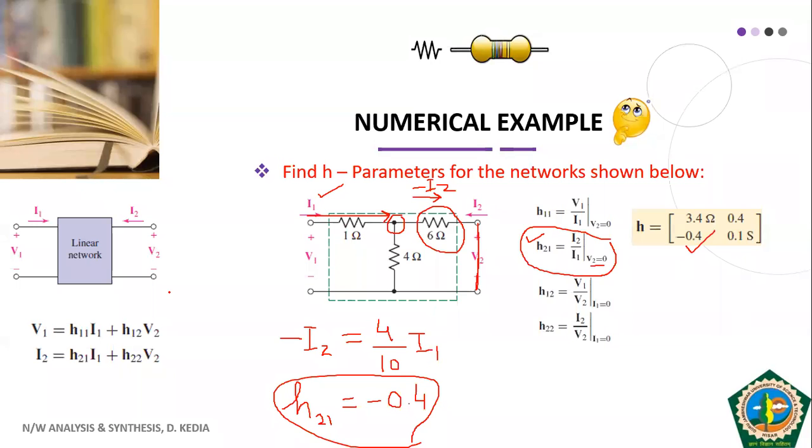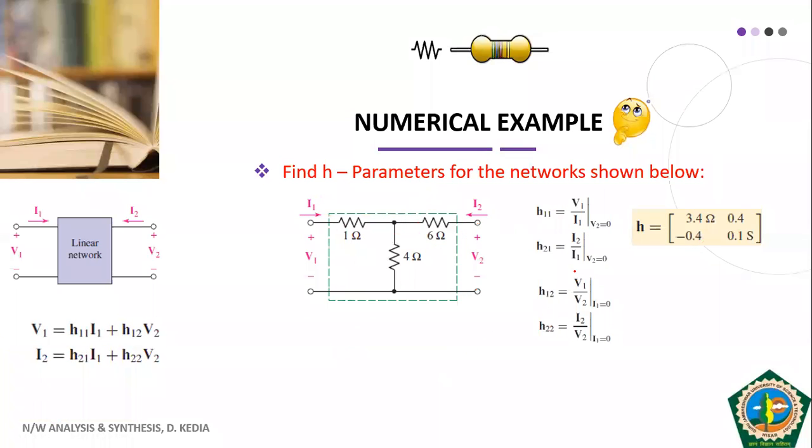Fine. Now let us calculate H12. H12 is nothing but the voltage gain. I1 is 0. That means no current through this resistance. You can assume this resistance is no longer existent. That means there is no drop across 1 ohm, and this V1 is appearing across 4 ohm only.